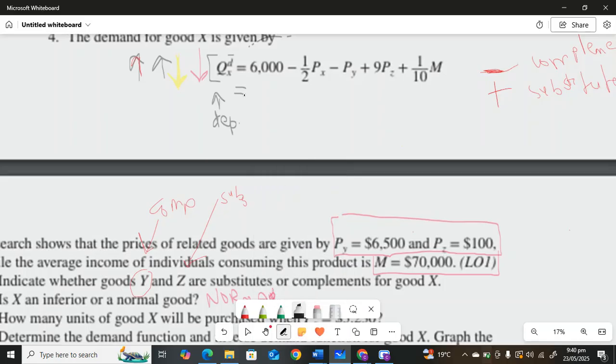So the demand function equals 6,000 minus half PX, because we haven't got a value of PX before part D. Minus PY, which is 6,500, plus 9 times PZ, which is 100, plus 1 over 10 of M, which is 70,000.